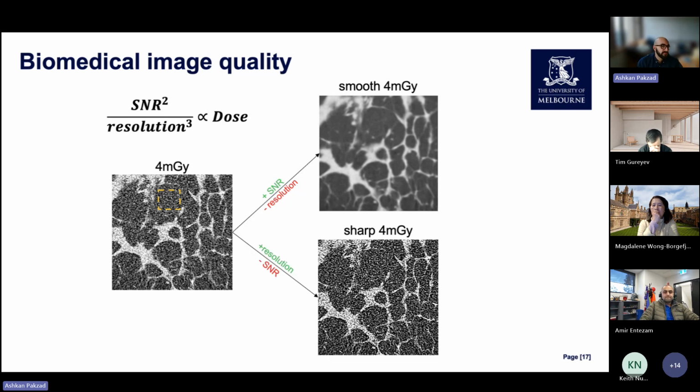And the converse of that, this is the toy example. So I'm not necessarily saying we gain resolution, but as a toy example, if we were just looking at sharpening this image, we reduce the SNR and we improve the resolution, supposedly. So the point to make is these 3 images are equivalent in dose. The dose hasn't changed, and it hasn't changed for this measure, which we consider as the SNR squared over the resolution cubed.